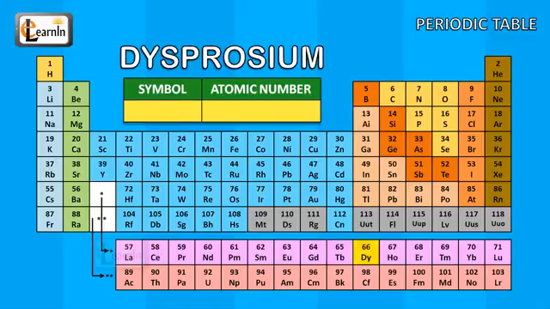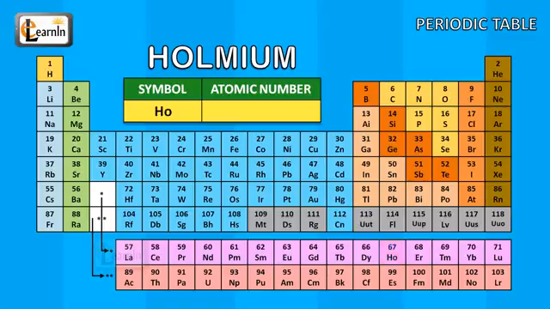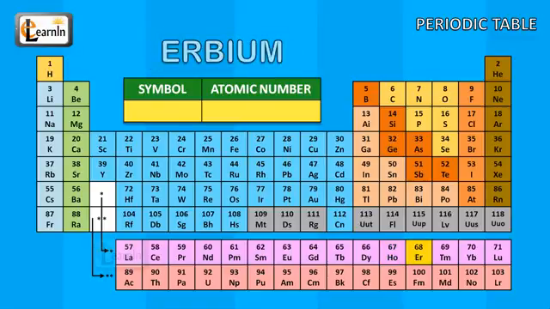The element dysprosium is represented as Dy and has an atomic number of 66. The element holmium is represented as Ho and has an atomic number of 67. The element erbium is represented as Er and has an atomic number of 68.